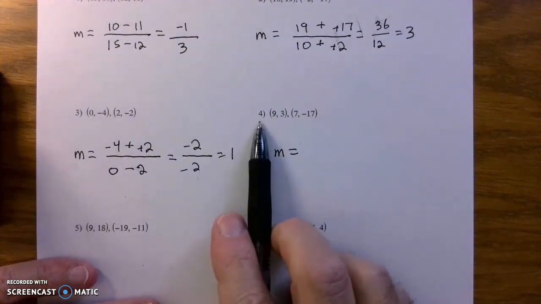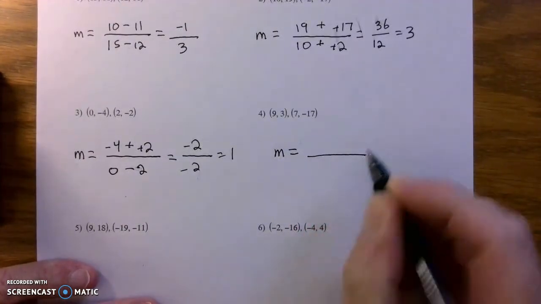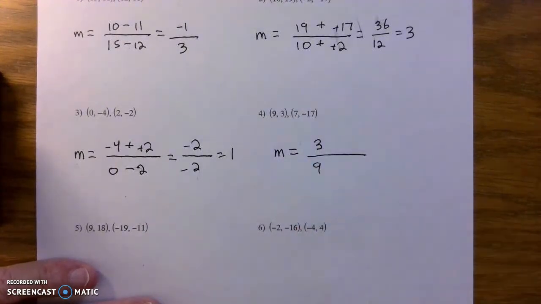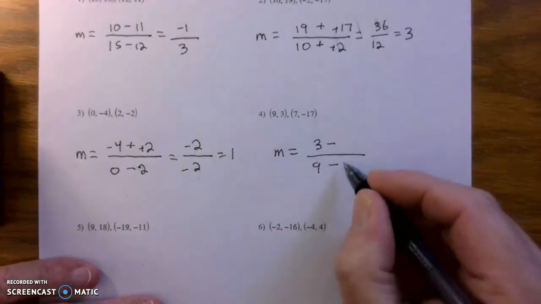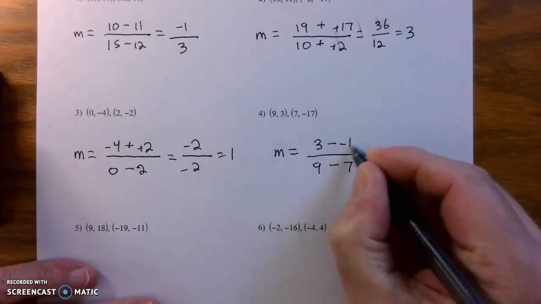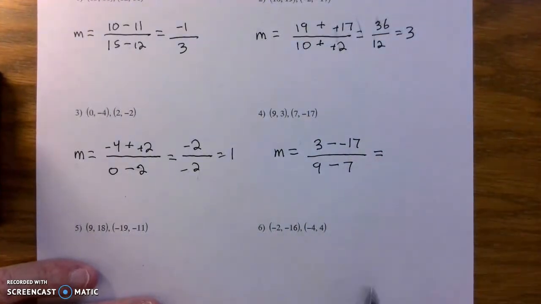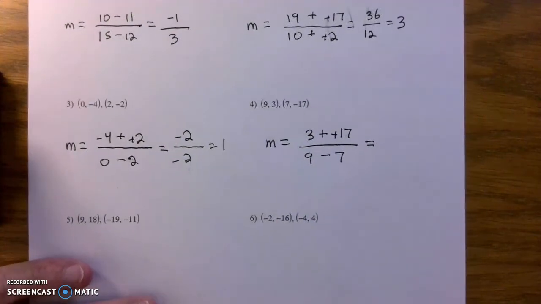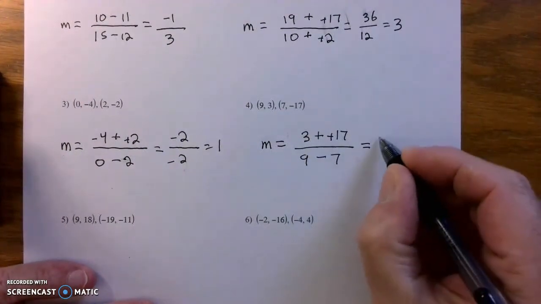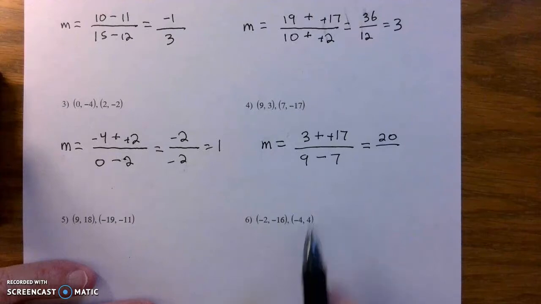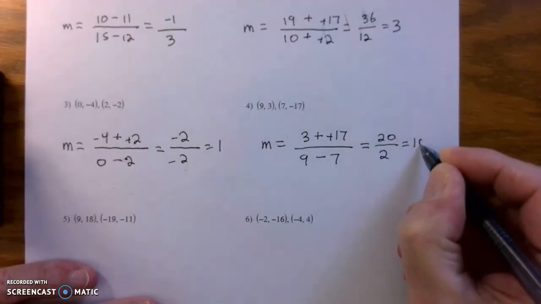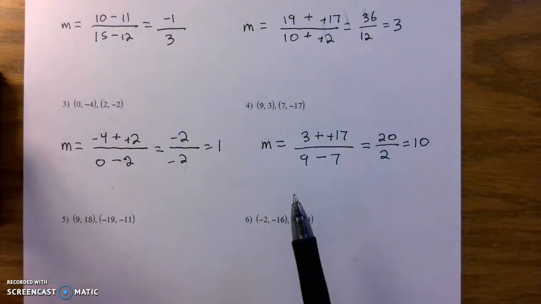This is number 4 I'm looking at right here. Write the point upside down. Put my minus sign. Write the next point upside down. Minus minus means plus for both. All right, 3 plus 17, that's 20. 9 minus 7, that's 2. This has a slope of 10. It's very steep.